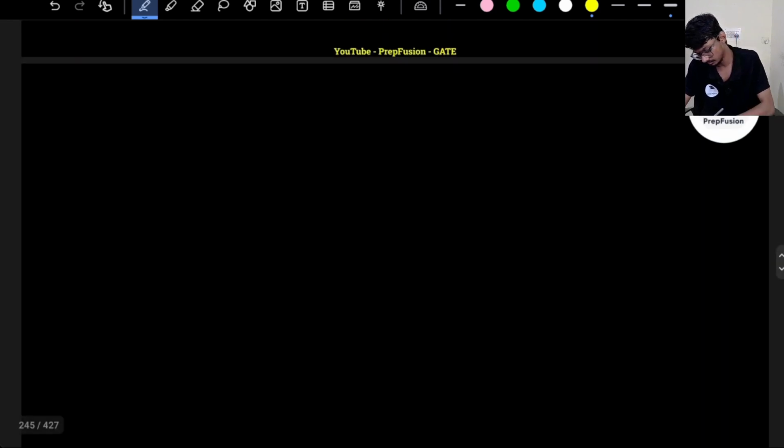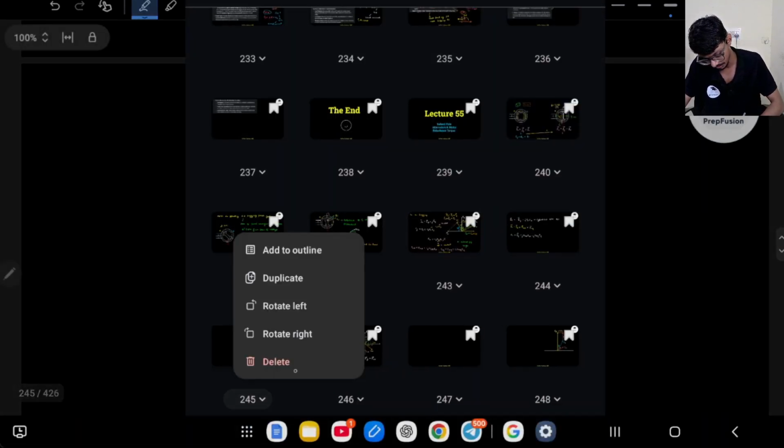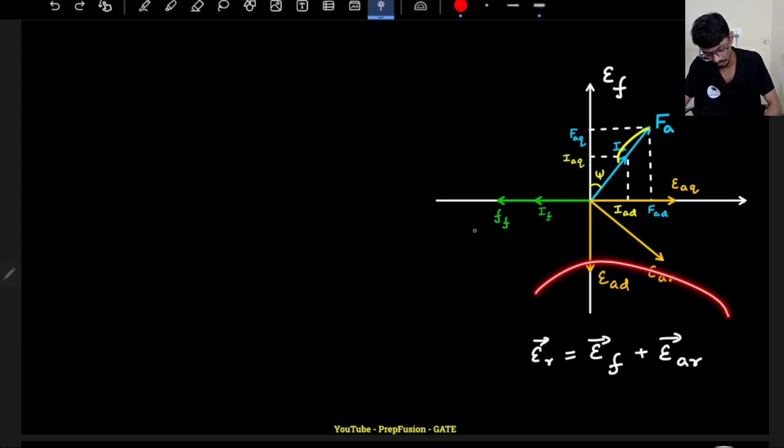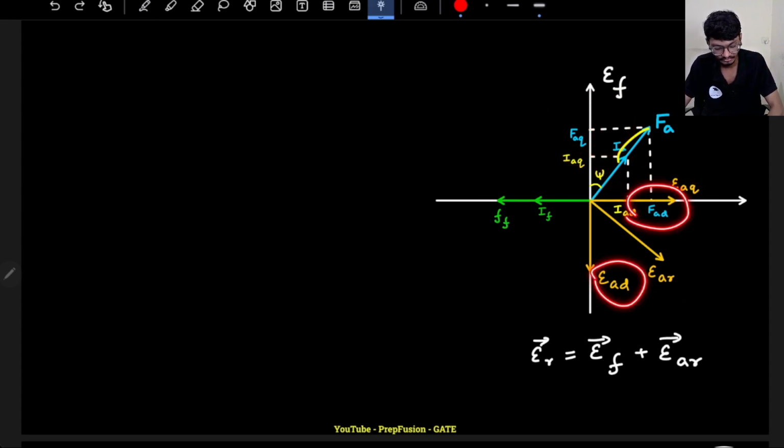I have already drawn the proper phasor diagram here, for when my IA is lagging. This will be EAQ, this will be FAQ. EAQ will lag FAQ by 90 degrees, and again your EAD will lag the FAD by 90 degrees. Your resultant armature MMF will be here, and your EF is here. Somewhere between here your resultant EMF will be. Okay, that is the main thing.